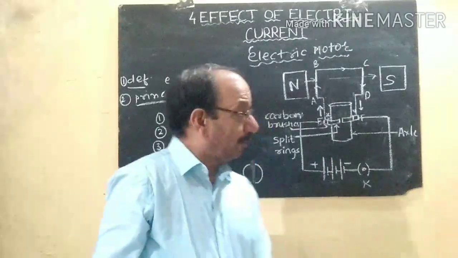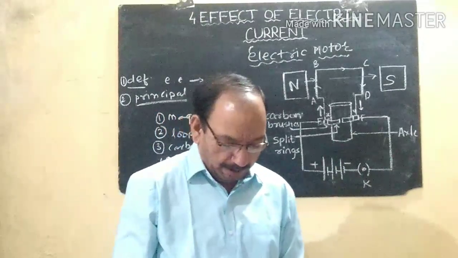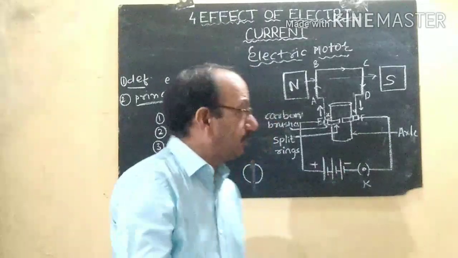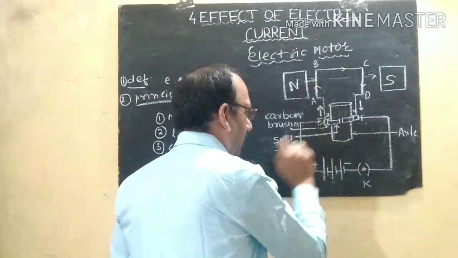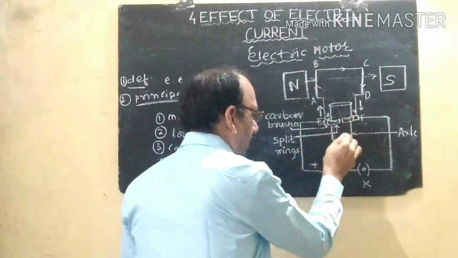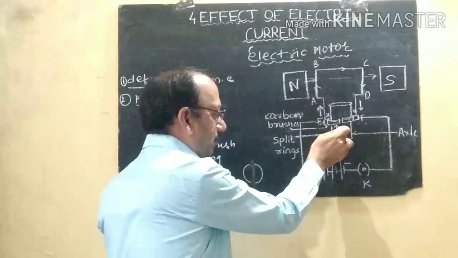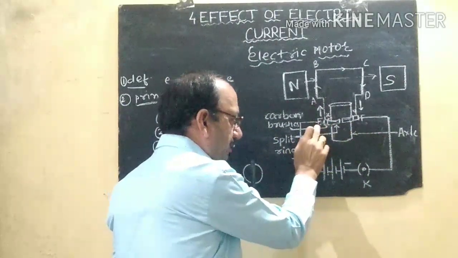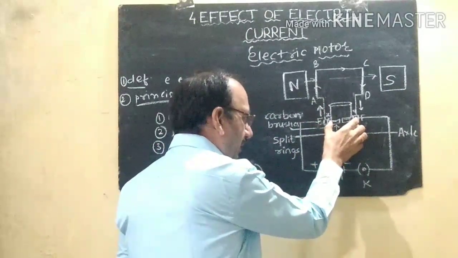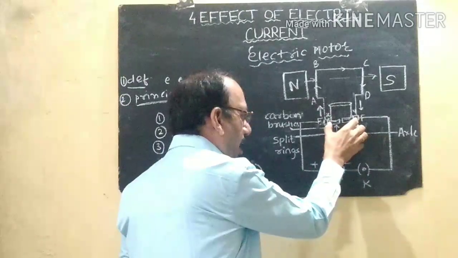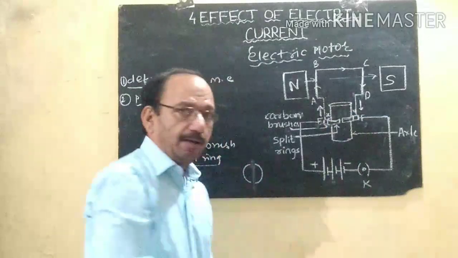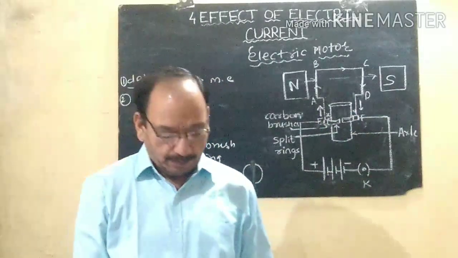The split rings X and Y have a resistive coating on their inner surface and are tightly fitted with the axle. This split ring, X and Y, is tightly fitted with this axle, and these carbon brushes E and F are connected to this split ring from outside, and the inner side of this split ring is made of resistive coating.